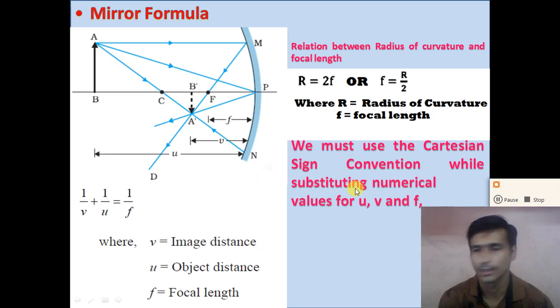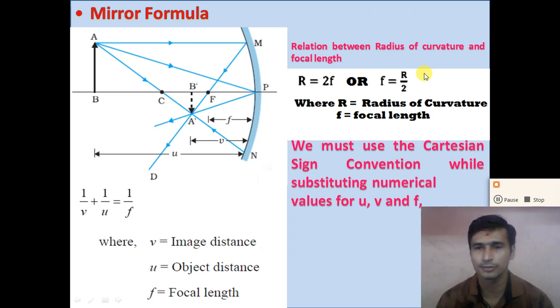So dear student, you understood what the mirror formula is and how we can calculate the focal length of the mirror, right? The mirror formula is 1 by v plus 1 by u is equal to 1 by f, and the relation between the radius of curvature and focal length is r is equal to 2f, or f is equal to r by 2. So if the radius of curvature of a mirror is 180 centimeter, then its focal length is 90 centimeter, half of the radius of curvature.